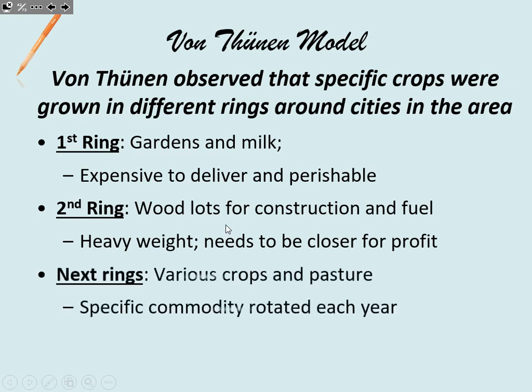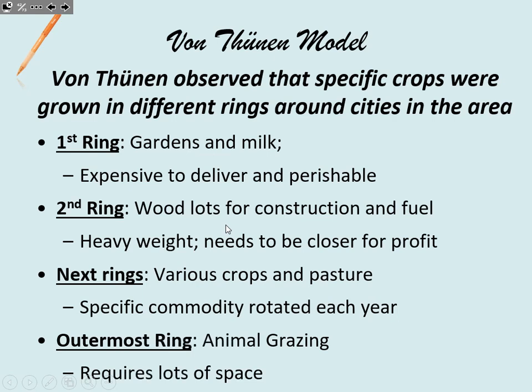That third ring, now we're getting into various crops and pasture. Land costs decrease the further away you are from the market. And then on the outside, we're going to have animal grazing. Again, lots of space. The further you are away from the market, the less valuable the land. That principle is still true to this day. We'll talk about central business districts later on.